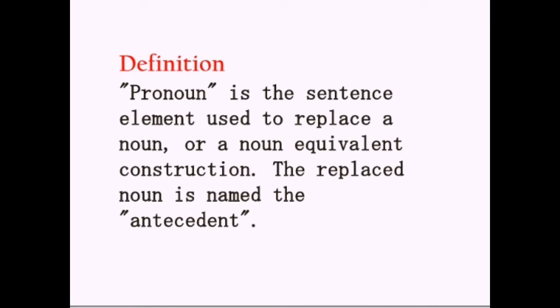A pronoun is the sentence element used to replace a noun or a noun equivalent construction, and the replaced noun is named as antecedent. Students, pronouns are used in place of nouns and they function as nouns in a sentence, right? Just to avoid repetition, we use pronouns, and the noun which is replaced, that word is known as antecedent, right?